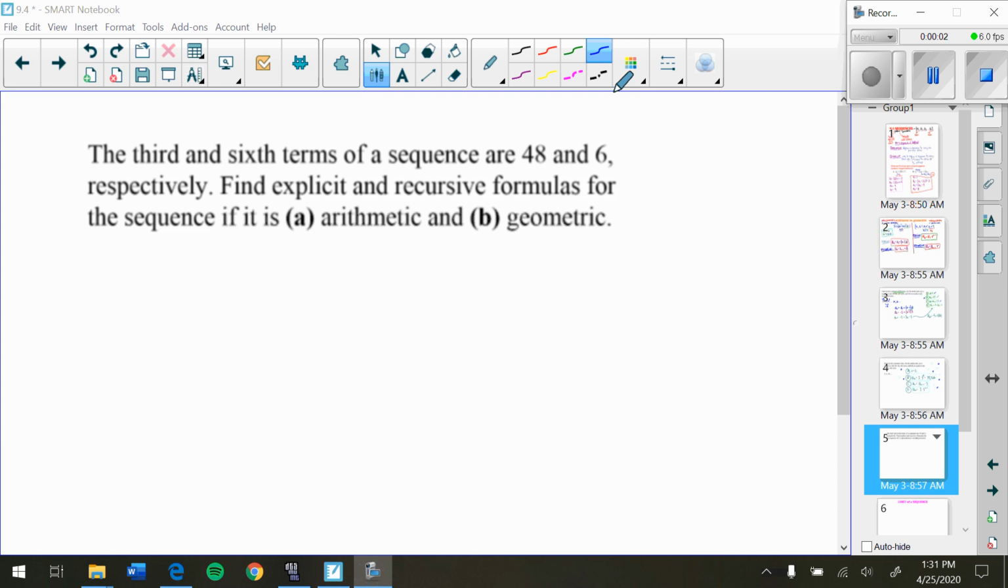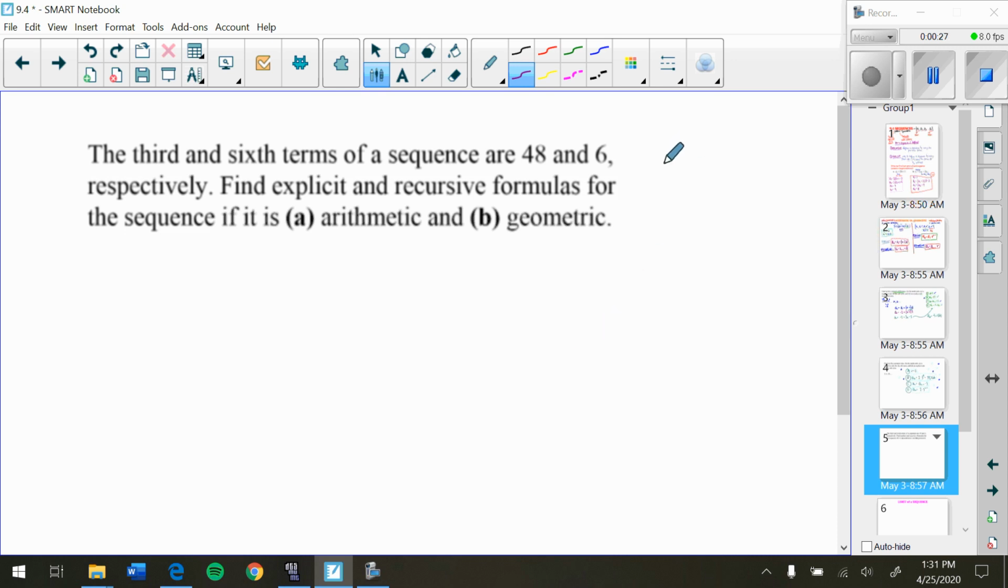All right, we are back with day 2 of sequences, and we only have 2 examples, but they're kind of big ones. So, all right, this problem says the third and sixth terms of a sequence are 48 and 6, respectively. Find an explicit and recursive formula for the sequence if it is arithmetic. Find one if it is geometric.